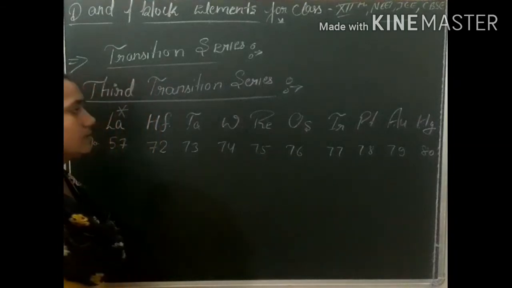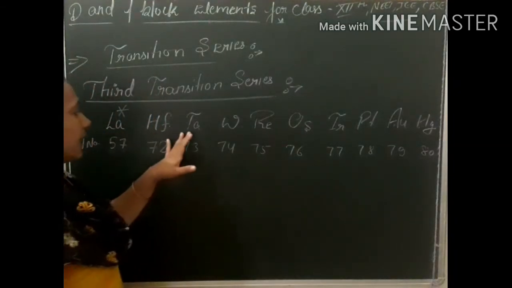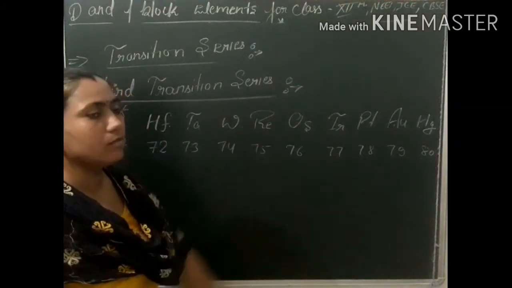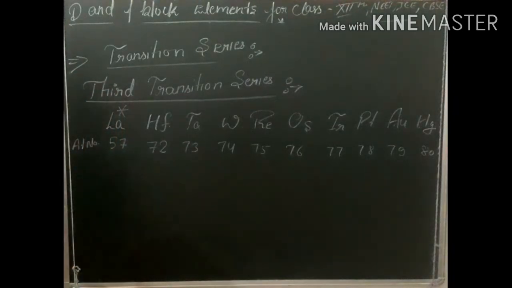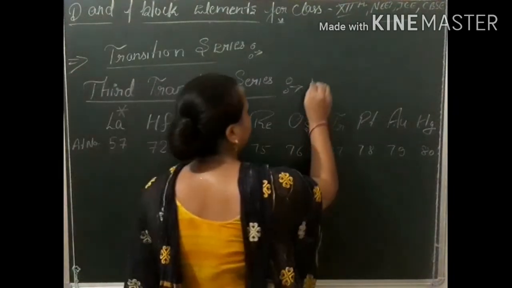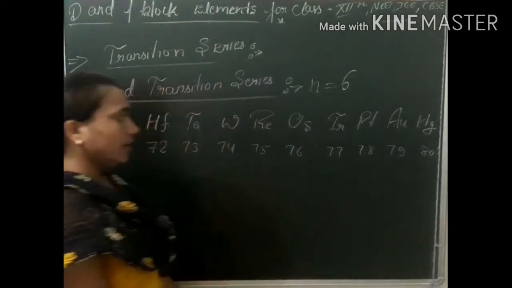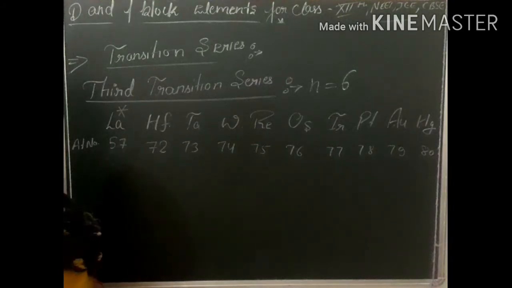Now the names of the third transition series are lanthanum, hafnium, tantalum, tungsten, rhenium, osmium, iridium, platinum, gold and mercury. Here the value of n is 6, and we will now discuss the fourth and last transition series.